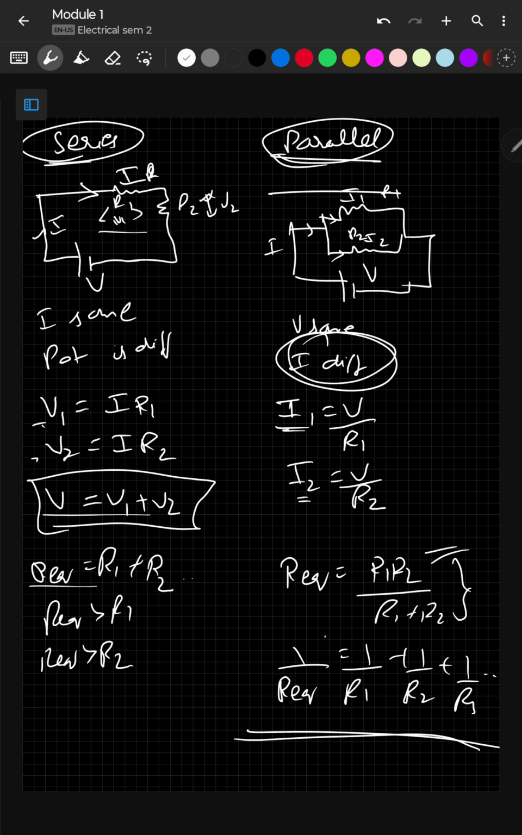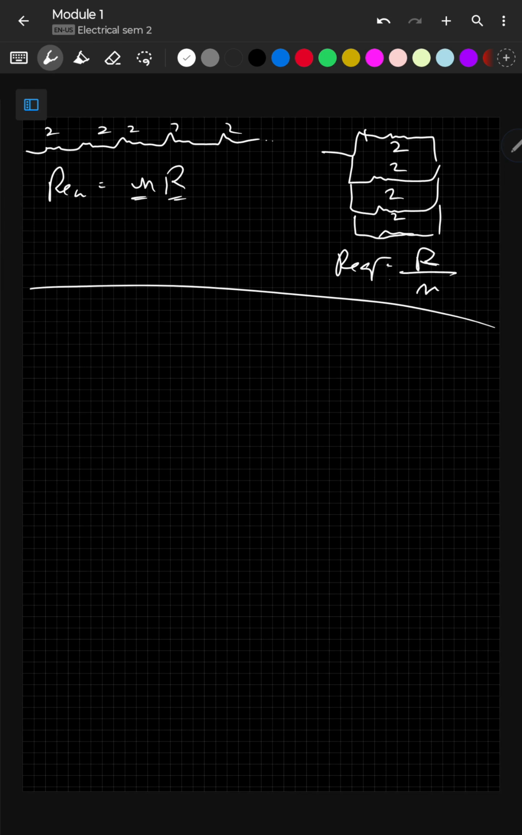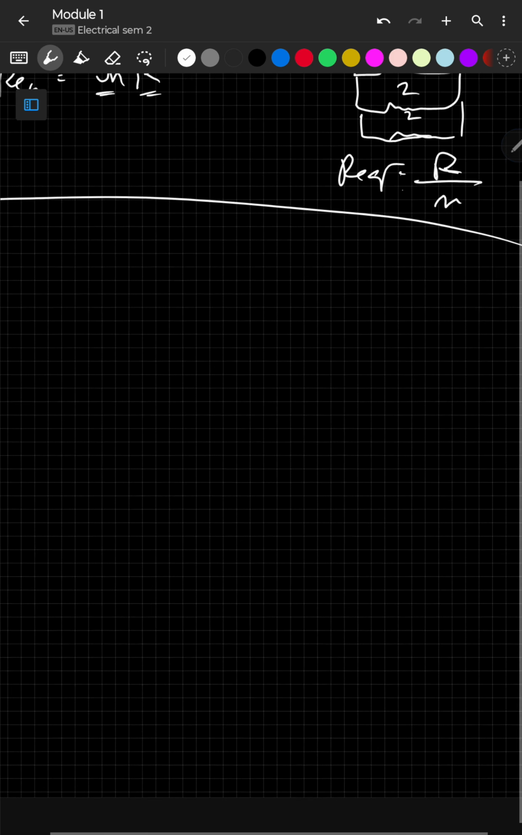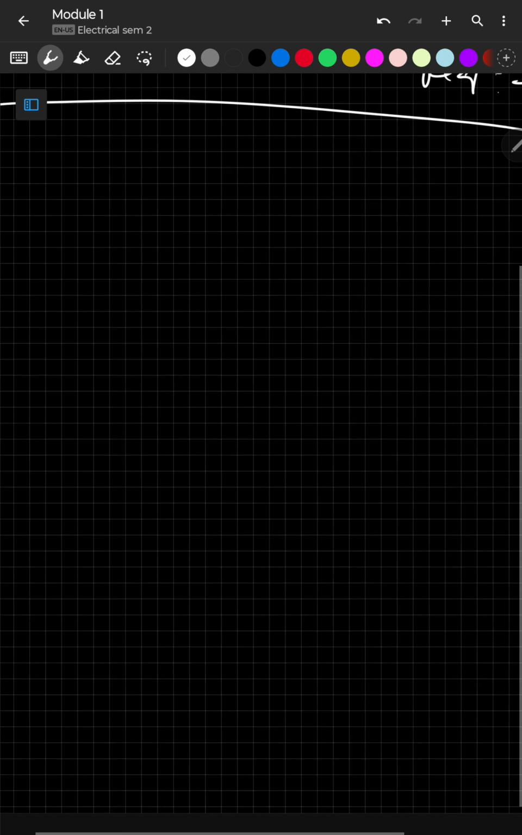Here R equivalent is 1 by R equivalent equals 1 by R1 plus 1 by R2 plus 1 by R3. For n identical resistors in series, R equivalent is equal to N into R. And for n parallel resistances which are identical, the R equivalent will be R by N. That's it. Using these formulas, we'll be able to solve the questions. So let's quickly start solving the questions now.